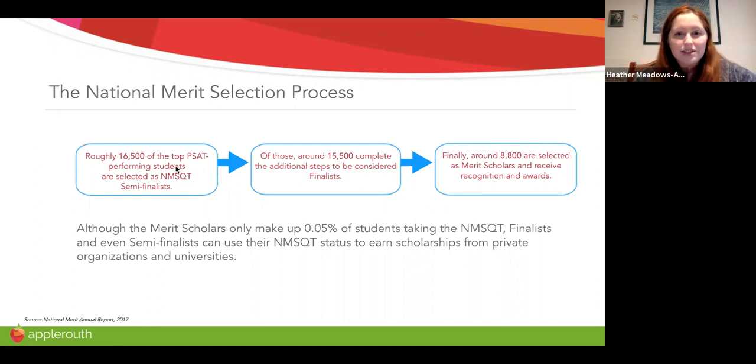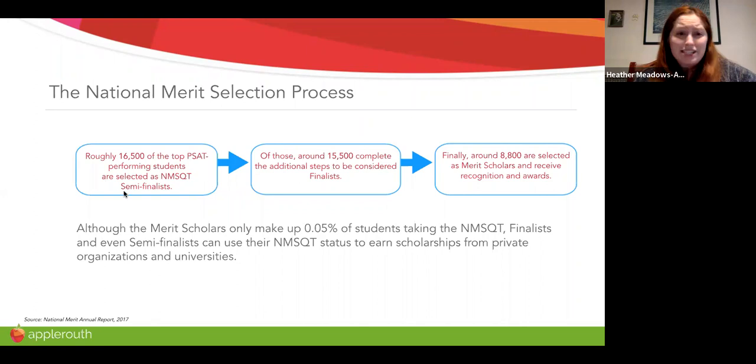Some of those complete the additional step to become a finalist. That's just taking an official SAT. From those finalists, about 8,000, I guess a little under 9,000, are recognized as merit scholars, and they actually get the scholarship money and the award itself.